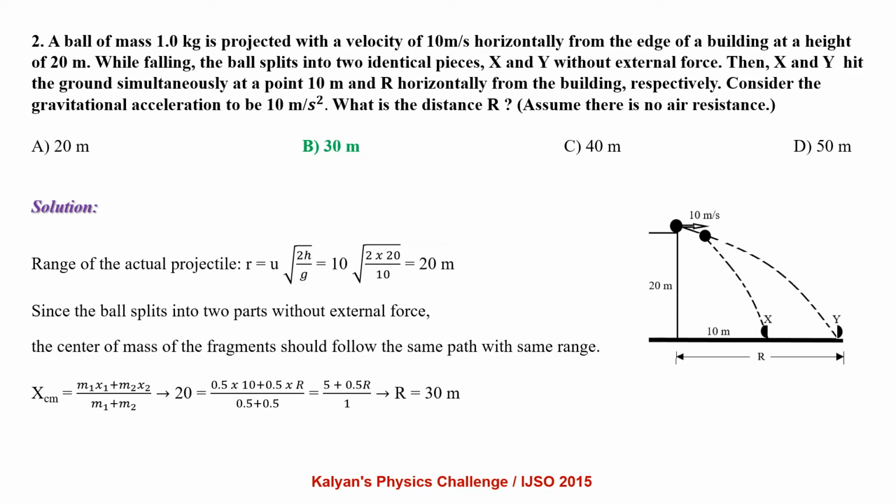Range of the actual projectile R equal to u root (2h by g), that is 10 root (2 into 20 by 10), that is 20 meter. Since the ball splits into two parts without external force, the center of mass of the fragments should follow the same path with the same range as that of the original ball. So xcm equal to (m1x1 plus m2x2) by (m1 plus m2), that is 20 equal to (0.5 into 10 plus 0.5 r) by (0.5 plus 0.5), which gives r equal to 30 meter.